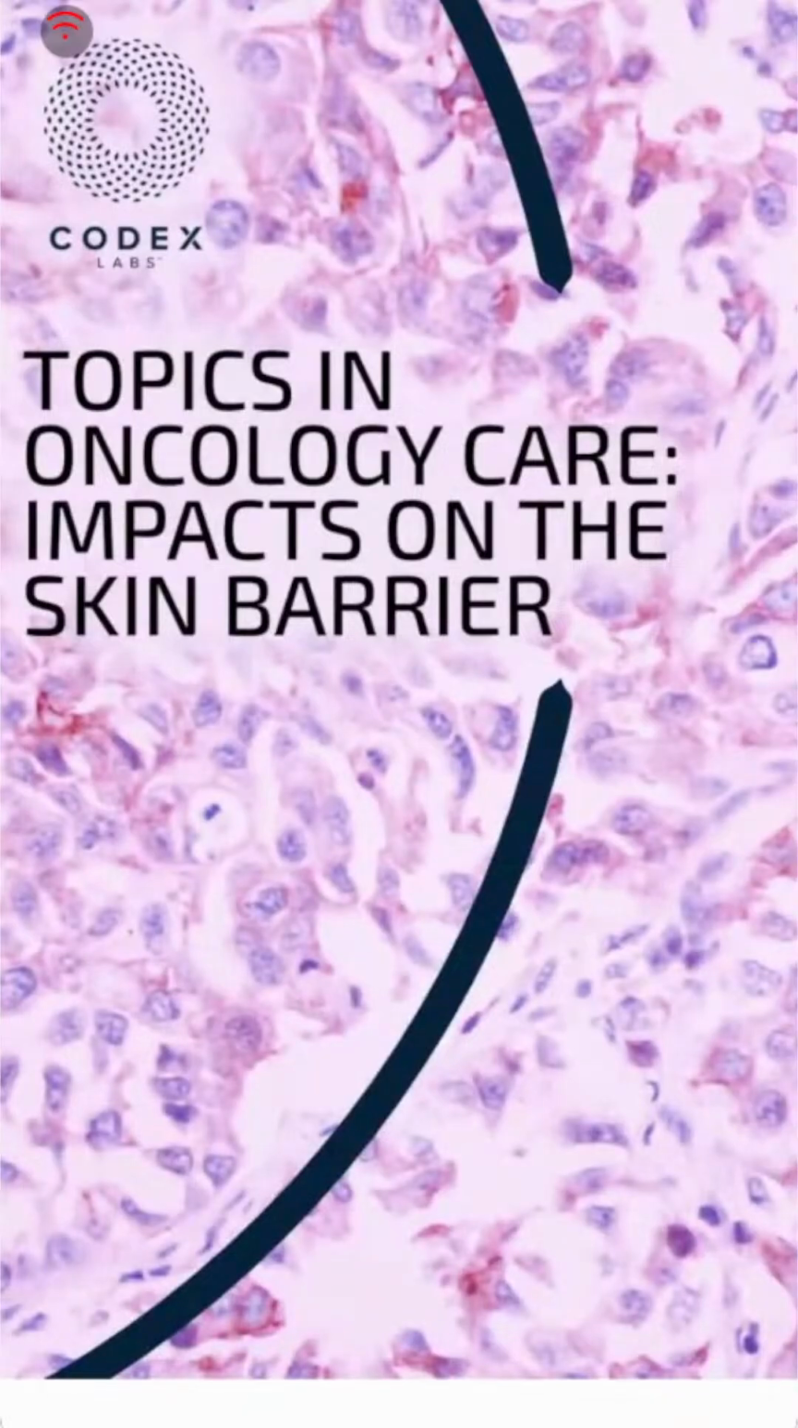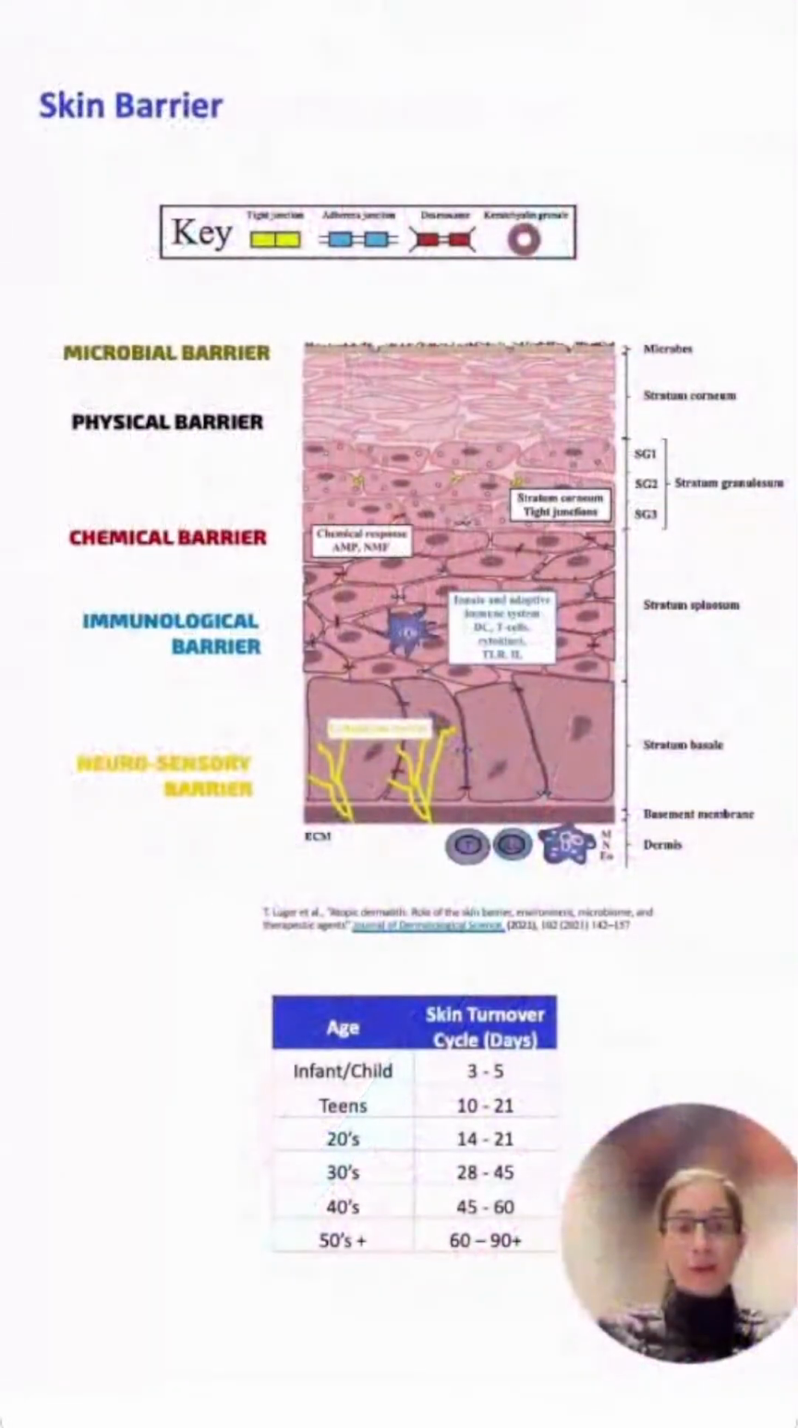Let's start with a basic primer on the skin barrier. The figure here illustrates how the different layers of the skin work together as a physical, chemical, immune, and neural barrier. The top surface is the microbiome. This is the outermost surface and is colonized by the microbiome, that is the normal skin flora, as well as potential pathogens. And how the skin handles these microbes is crucial for its defense.